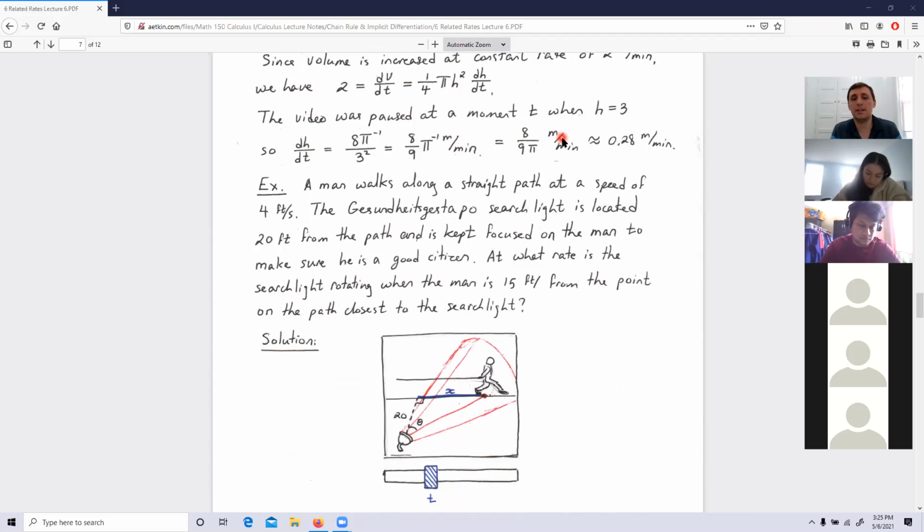How do we solve that question? You see, this is some sort of picture that I produced. So in other words, the searchlight, you see the man is walking along this line.